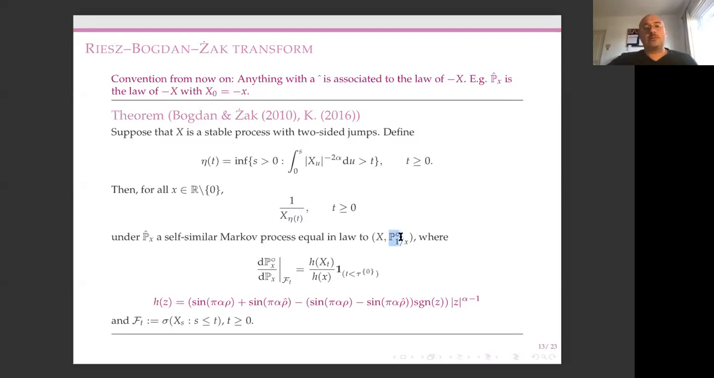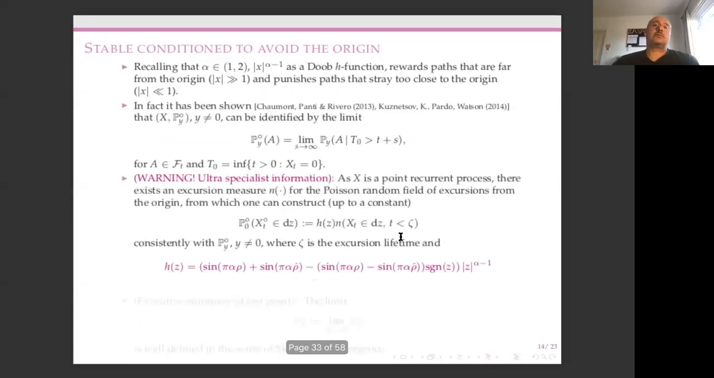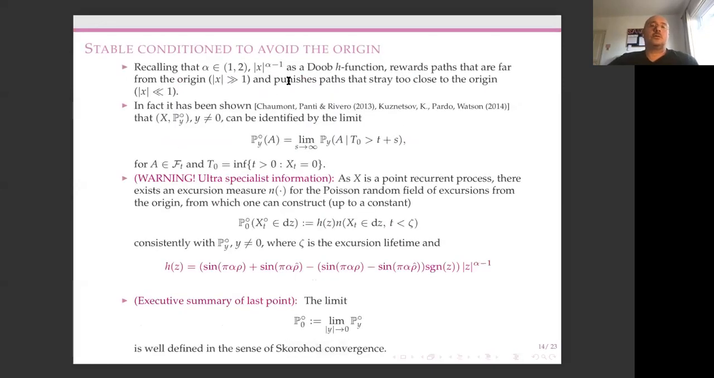What is this P circle? What does it mean? What is it in relation to the original stable process? So it's a Doob h-transform of it, but what does that mean? Well, it turns out I can relate the P circle to the original stable process via this form of conditioning here. So luckily, all the ducks were in a row already for us. There was some work of Chaumont, Pantí and Rivero, and Kuznetsov, Pardo, and Watson. That might be me actually.